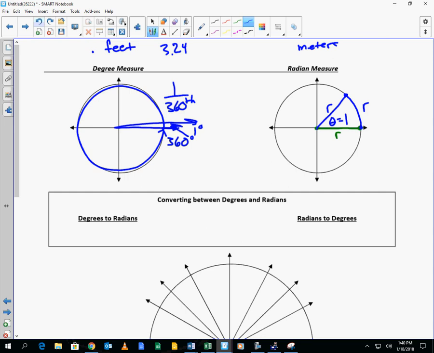Theta is the variable that we use to measure angles, okay? So that would be approximately 1 radian. I'm gonna draw another radian. Watch, here I go. There's another radian. Now I've got 2 of them. I'm gonna draw another one. I've got 3 of them. Another one, I got 4 of them. Draw another one, I've got 5 of them. Draw another one, I've got 6 of them.